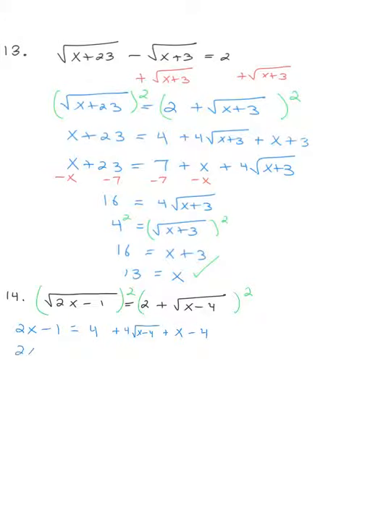And, of course, combining like terms. Oh, it's a 4 and a minus 4. Those cancel. I'm just left with x plus 4 the square root of x minus 4. But this time, if I subtract x from both sides, the x's do not cancel. It's just x minus 1 is equal to 4 times the square root of x minus 4.